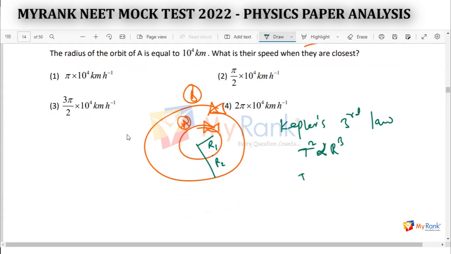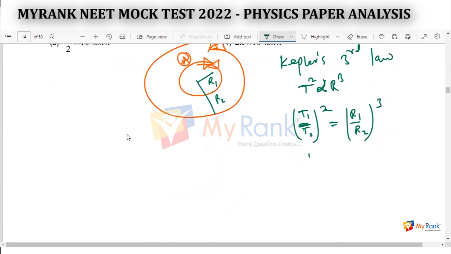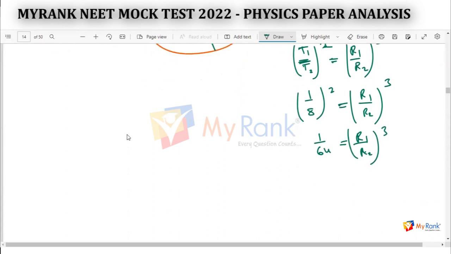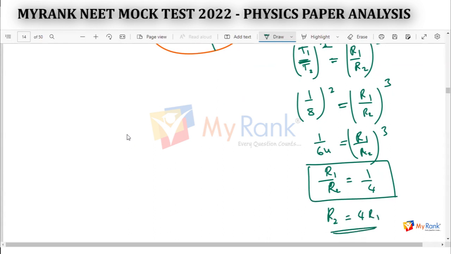Therefore, (T1 by T2) whole square is nothing but (R1 by R2) whole cube. T1 and T2 are given as 1 and 8, so (1 by 8) whole square is equal to (R1 by R2) whole cube. So 1 by 64 is equal to (R1 by R2) whole cube. Therefore R1 by R2 is 1 by 4, since 4 cube is 64. So R2 is nothing but 4R1. This is another conclusion we got.